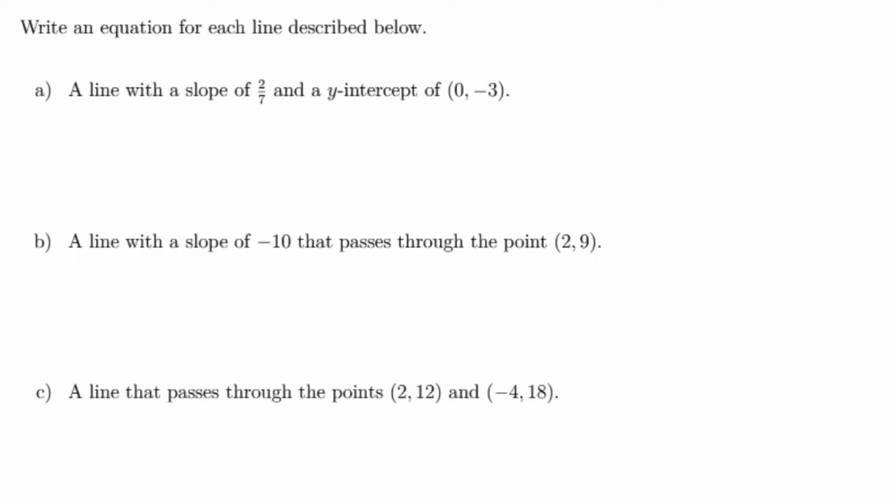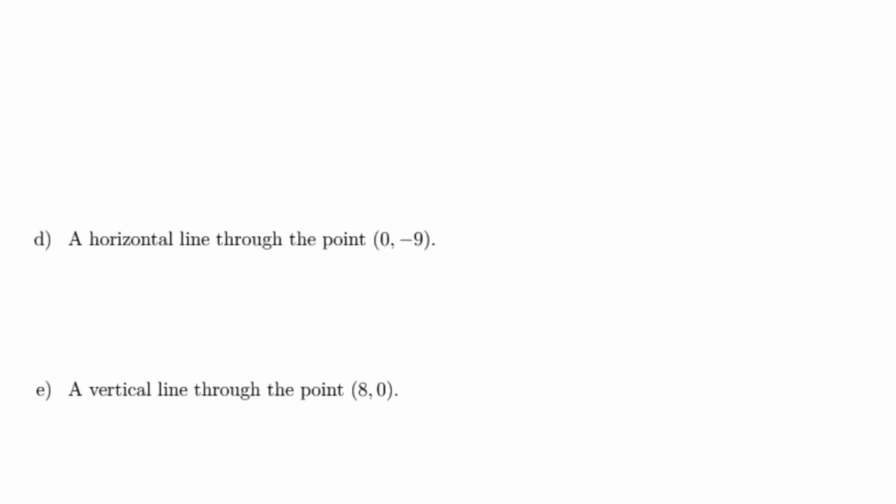In this video, we will write equations for lines based on the descriptions given. In doing so, we'll review the slope-intercept form of a line, the point-slope form of a line, as well as horizontal and vertical lines, and the equations for them. Note that this example has 5 parts, and parts D and E will be covered at the end of the video.